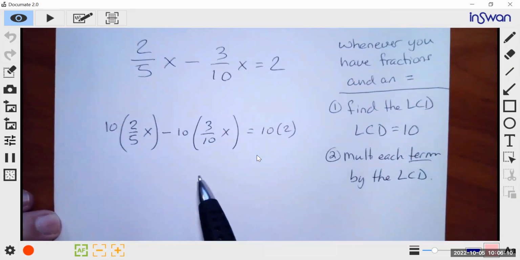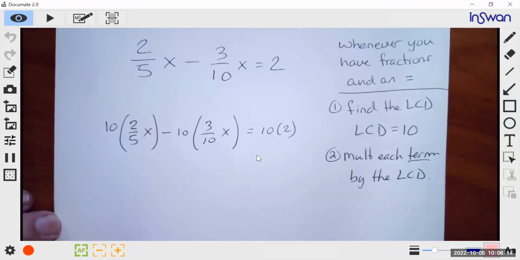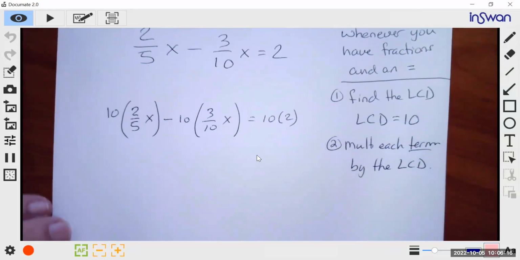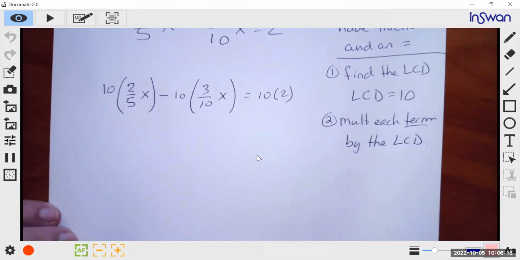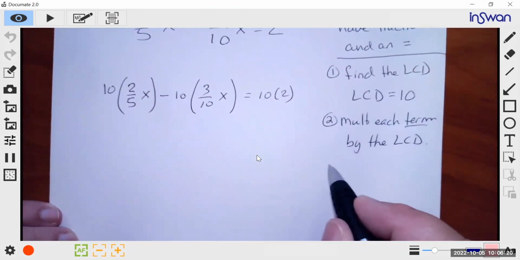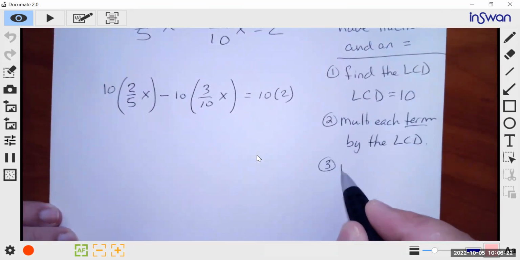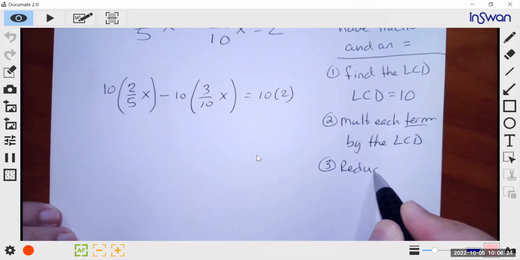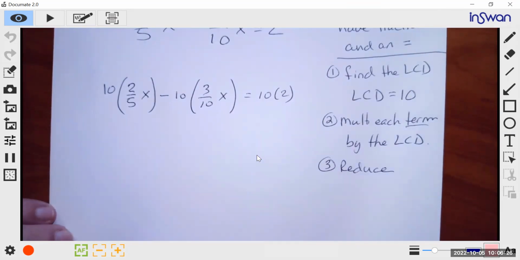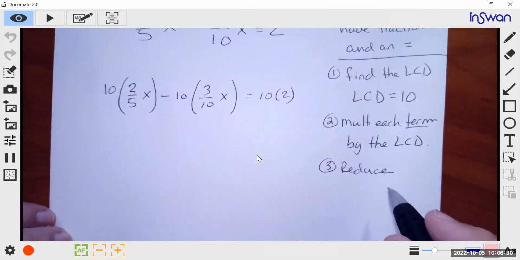In other words, I multiply the LCD across the entire equation, both sides. So find the LCD, multiply each term by the LCD, reduce. So the whole purpose of this is to get rid of the fractions.